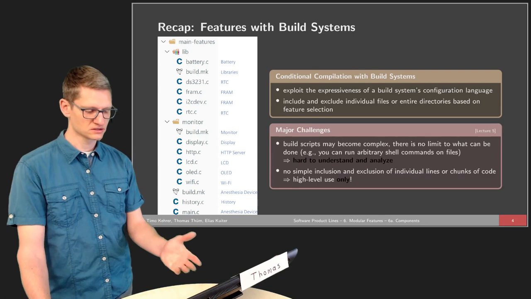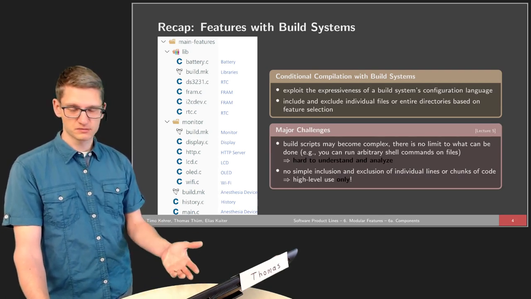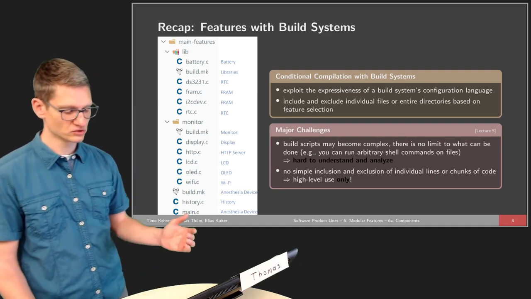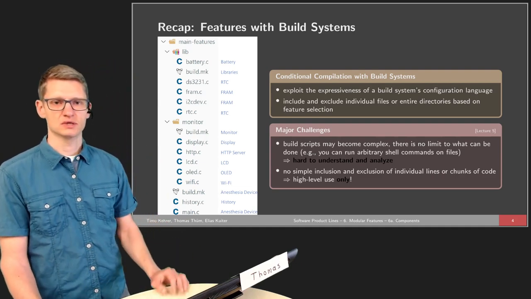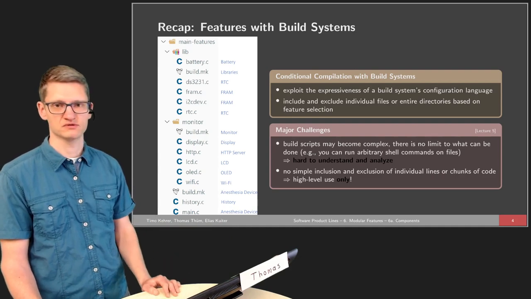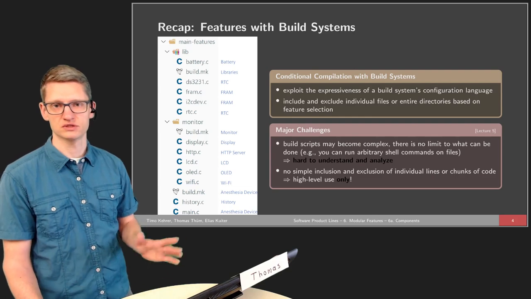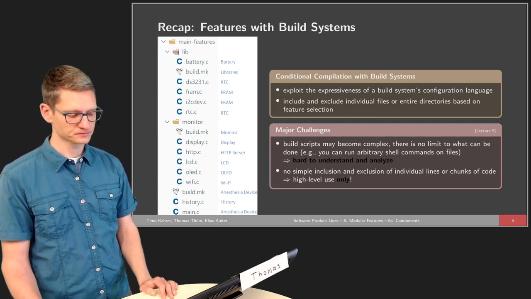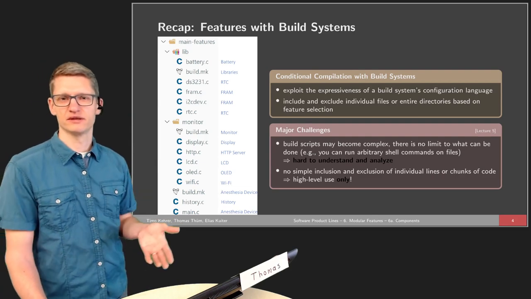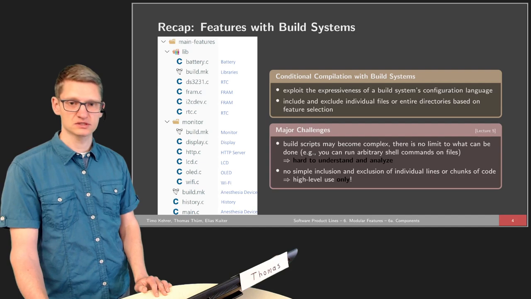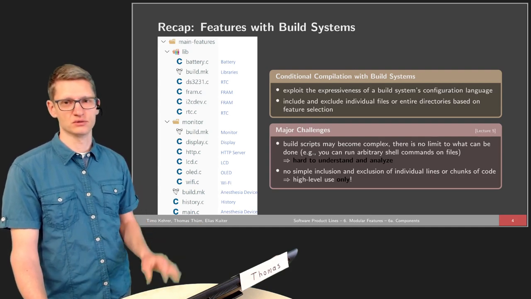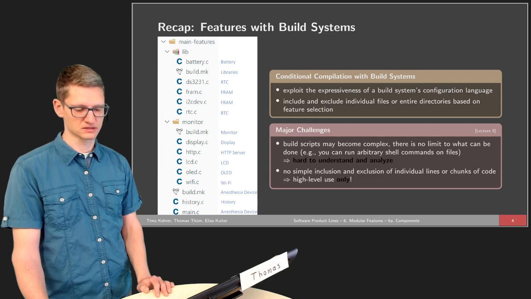So what are open challenges? This is a recap from lecture 5. These build scripts may become very complex. We looked at some excerpts of the Linux kernel build scripts. There's no limit to what can be done. It's hard to understand for programmers and humans if it becomes very complex, but it's also hard to analyze for tools, which is something that we will look into in a later lecture. It's also a very generic technique, because we can only include and exclude files or directories and not chunks of code, at least not easily. As it is Turing complete, anything is possible, but not with build systems on their own.